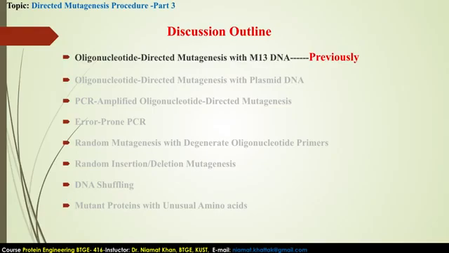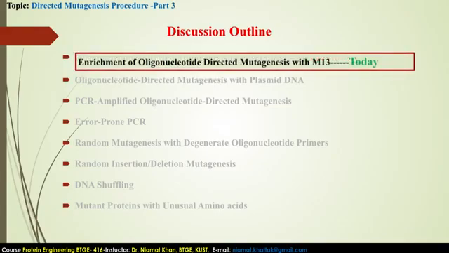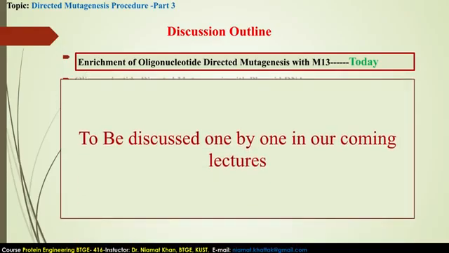Previously, we studied oligonucleotide-directed mutagenesis with M13 DNA as a template. In today's lecture, we will study how to enrich the strand containing the desired mutation in order to achieve approximately 100% modified strand with the desired mutation as compared to wild type strand. And the rest of the procedure will be discussed in our coming lectures.